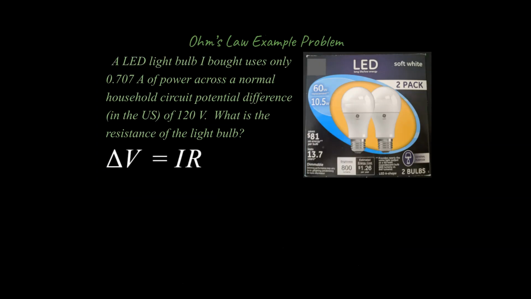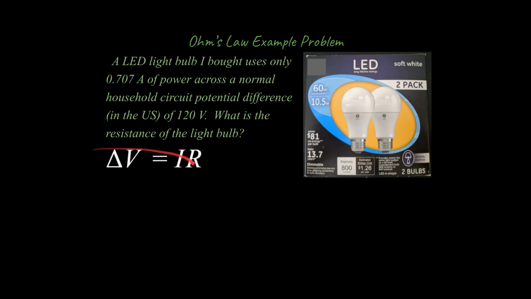Alright, and so what I would like to quickly do is just use Ohm's law to solve a simple example problem. So it says an LED light bulb I bought uses only this amount of current, so 0.707 amps, across a normal household circuit potential difference of 120 volts. What is the resistance of the light bulb?